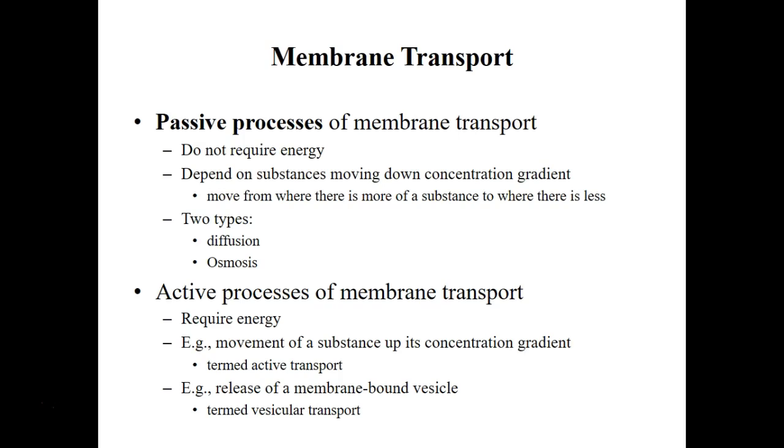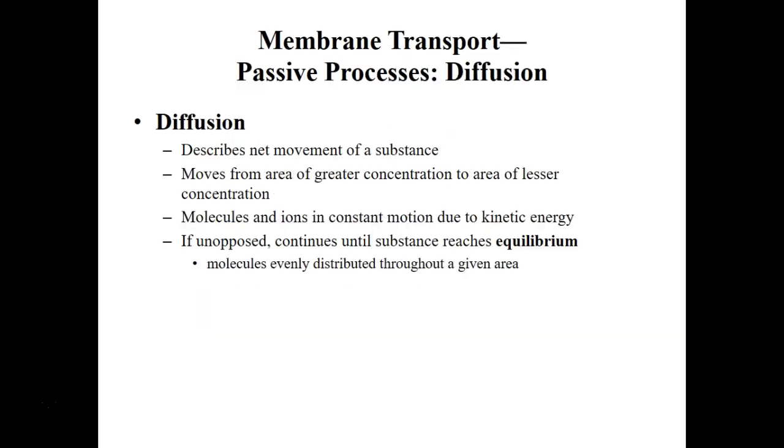Active mechanisms require energy, either energy of ATP or energy of ion gradients. And so there are different types of active transport mechanisms. One is using a pump mechanism, pushing molecules against a gradient. Another is forming a vesicle around the molecules. So we'll focus on the diffusion or the simple or passive processes first, and then we'll move into the active processes.